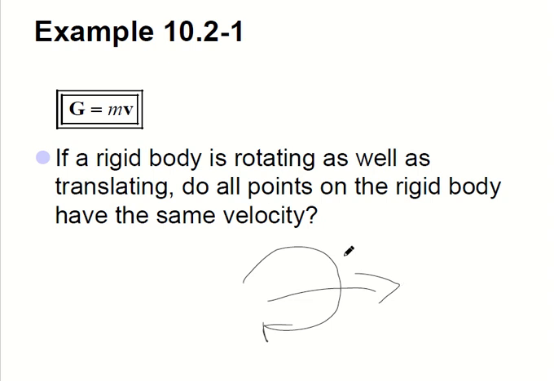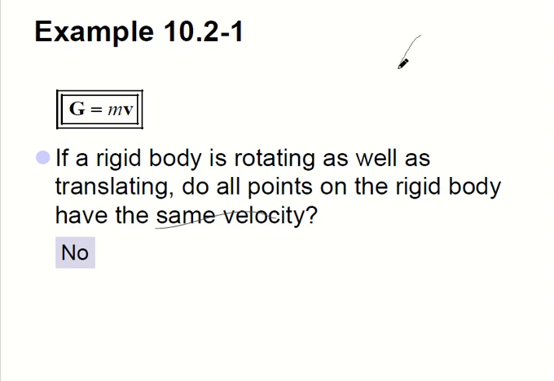So do all the points on the rigid body have the same velocity? Since you're not dealing with just a single particle, but with a system of particles, the answer is no. Not all the points on the rigid body have the same velocity. They will have different velocities. That's very common sense. How can the particle on this side have the same velocity as there? Impossible. The system velocity is not the individual velocity in that rigid body.